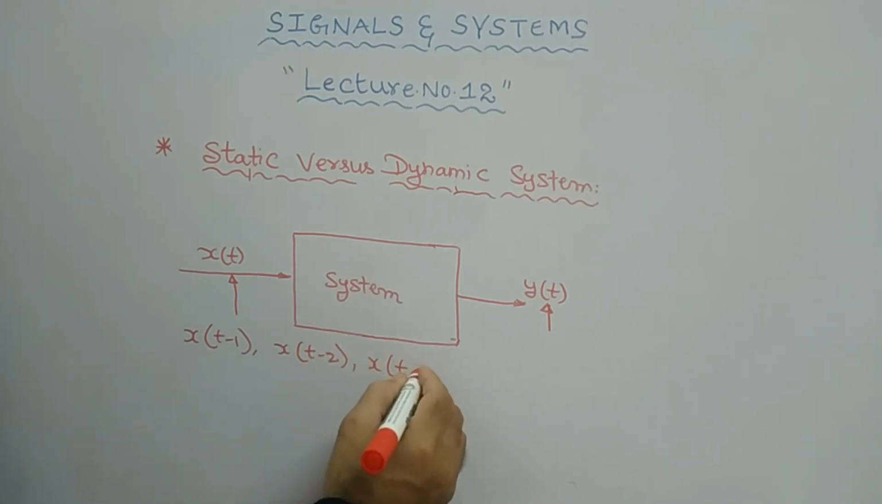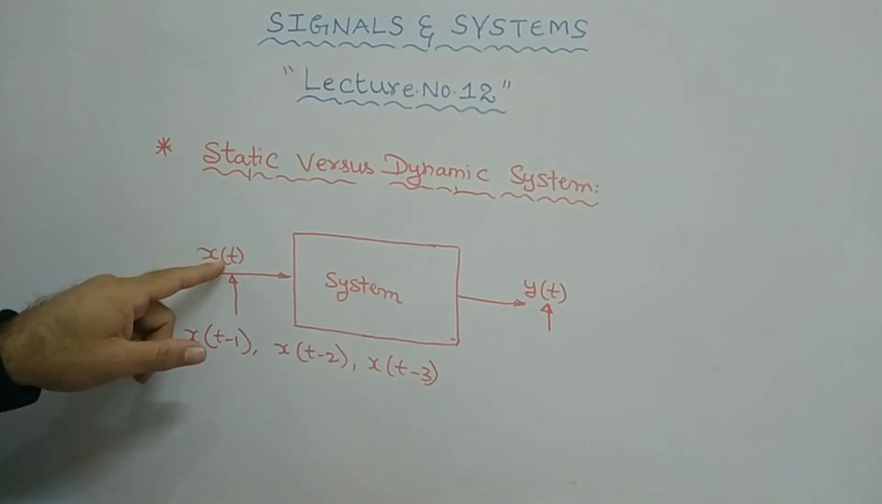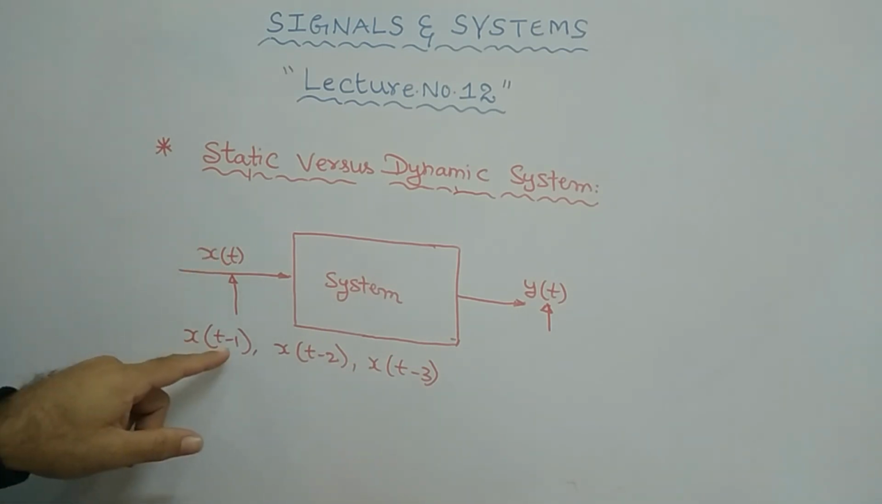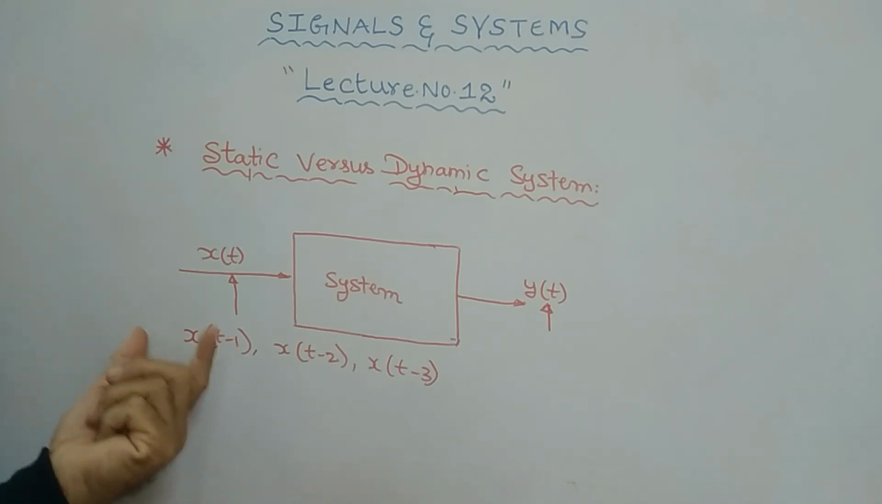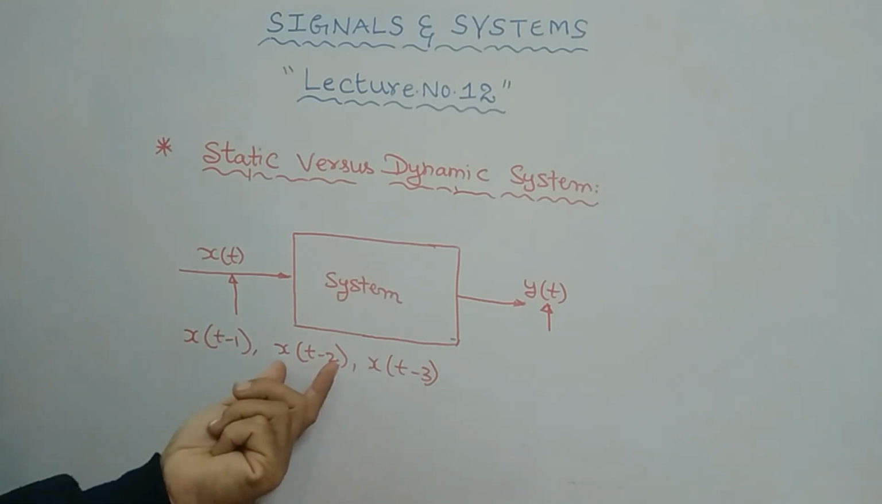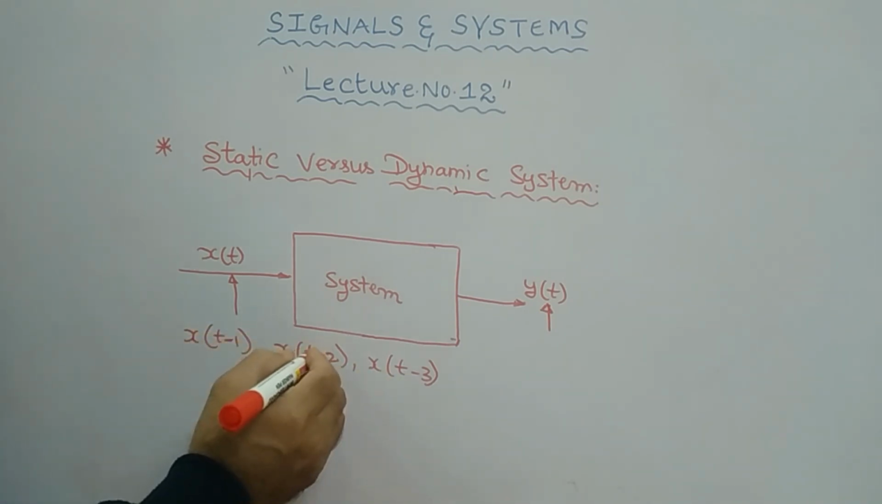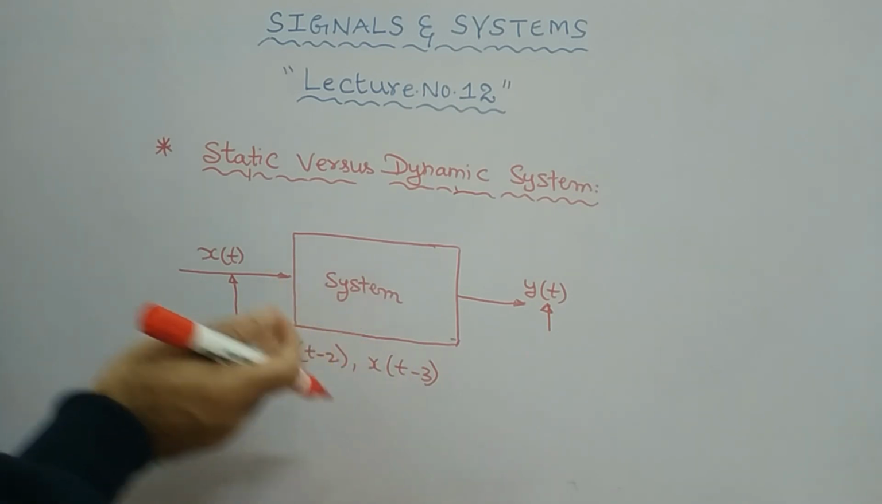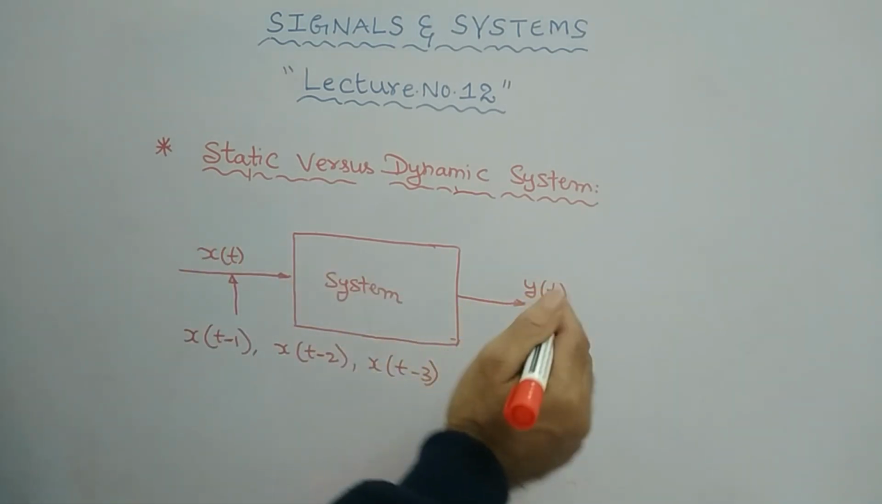These are called past inputs. Are you observing? x of t is the present time input, whereas x of t minus 1 is the past time input. You only need to remember that if you use the minus sign, that indicates the past input.